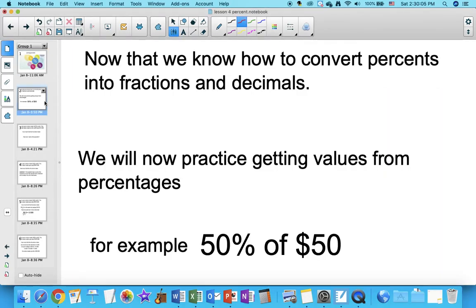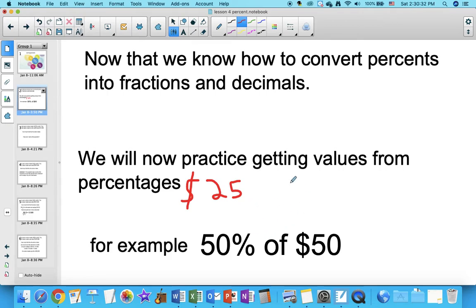So we can take a look at this. We know now how to convert percents into fractions. We know now how to convert percents into decimals and so on. So now we will get practice getting values from those percentages. For example, if I were to ask you what is 50% of $50, well, in your head, you'd probably already be able to figure out that that's the same as saying $25, right? 50% of $50 is $25, so that's the value.